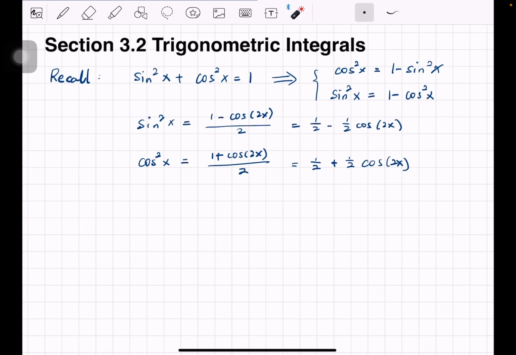We also have the double angle or half angle formulas. Sine squared x equals (1 minus cosine of 2x) over 2, or 1/2 minus 1/2 cosine of 2x. Cosine squared x equals (1 plus cosine of 2x) over 2, which equals 1/2 plus 1/2 cosine of 2x.